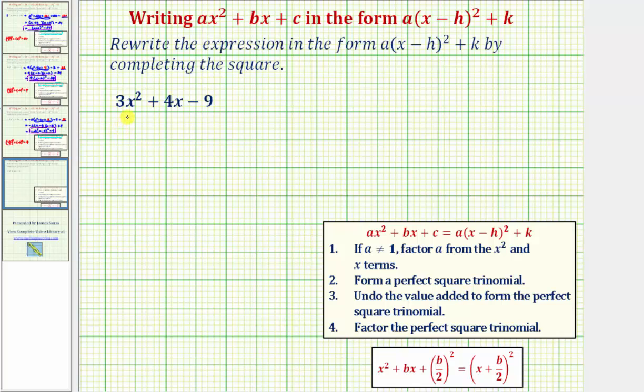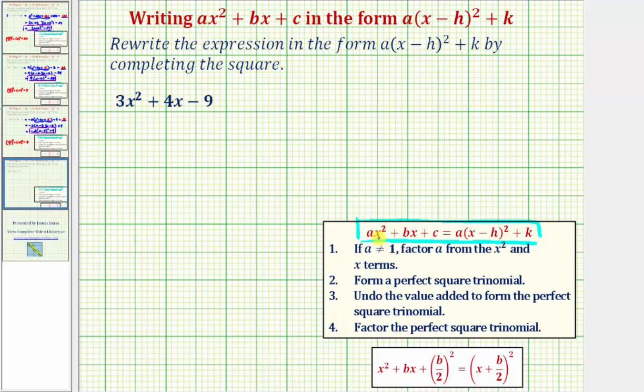We're asked to write the given quadratic expression in the form a times the quantity x minus h squared plus k, which means we're going from the form ax squared plus bx plus c to the special form shown here. To do this, we'll follow these 4 steps.